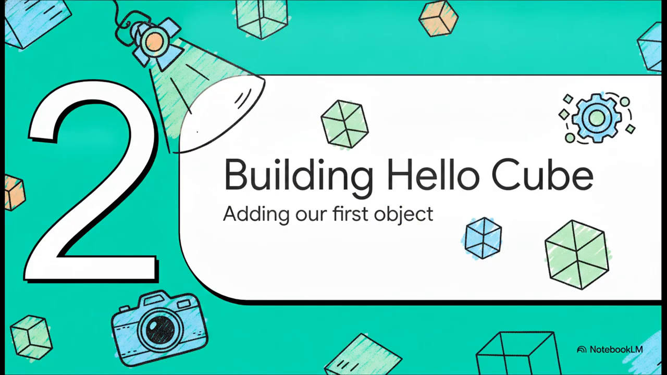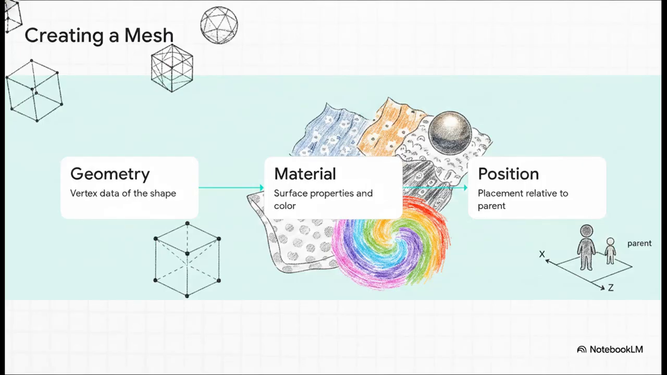All right, moving to part 3, building the Hello Cube. Let's add our very first object. So in the world of 3D programming, objects are called meshes. And a mesh is really just a simple 3-ingredient recipe. Ingredient number 1 is the geometry. This holds the vertex data, the literal physical shape of the object, like a box or a sphere.